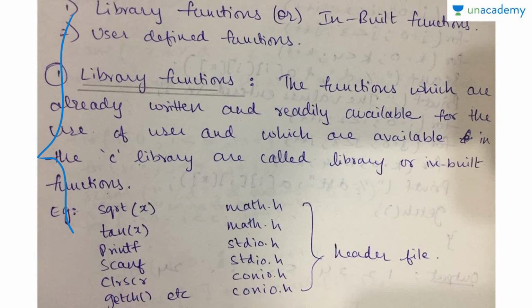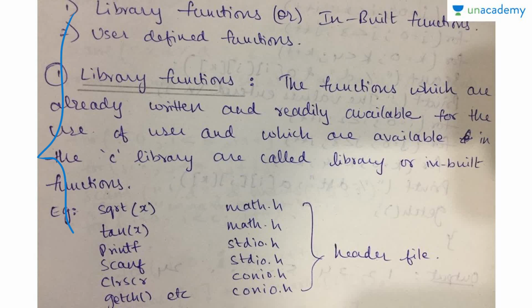Whatever the functions which are already written and readily available for the user, and which are available in the C libraries, are called library functions or inbuilt functions. For example, we know the header files like stdio.h, conio.h, math.h. These are the header files. I mean, these are nothing but the libraries.